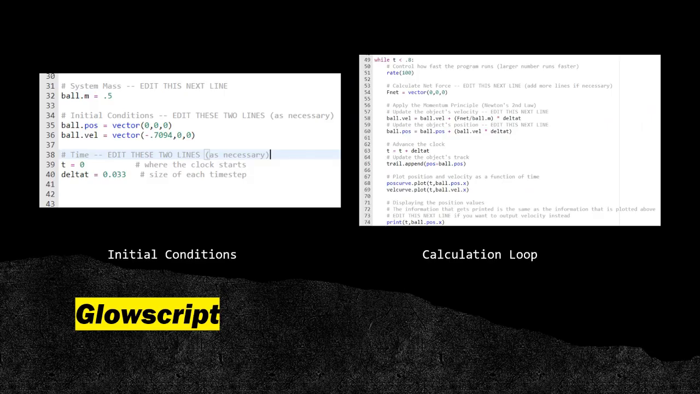And then for GlowScript, these are the initial conditions. As you can see, the position I stated to be 0, and the initial velocity vector was negative 0.7094 meters per second, 0, 0, and delta t was the frame rate. And then over here, I changed these based on the velocity update formula and the position update formula. For this experiment, this doesn't change anything because the net force is 0, so the velocity is constant.